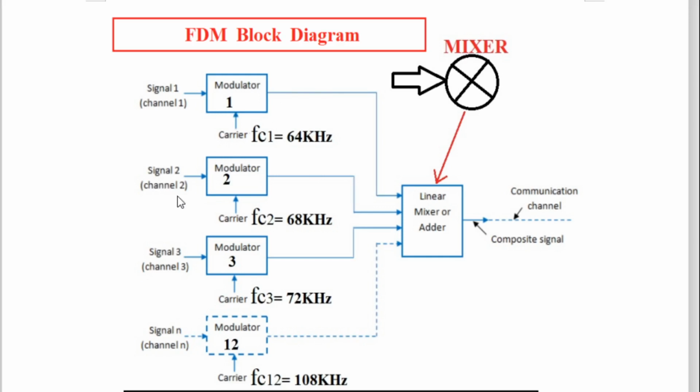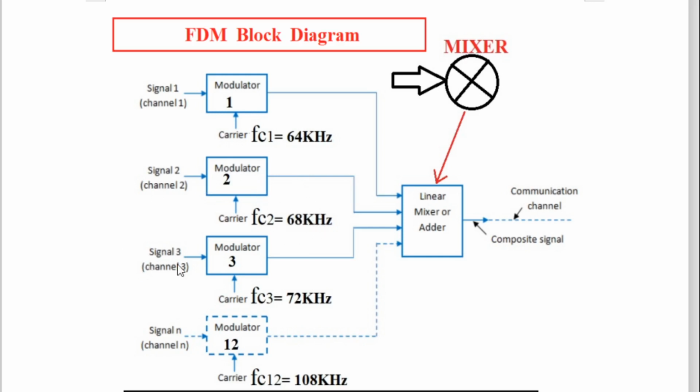Now there is one more information signal 2, and in FDM, information signal number 2 is modulated with the help of modulator number 2, but the carrier frequency of this second modulator is not the same 64, it is different, and it is 68 kilohertz. So there is a 4 kilohertz difference.